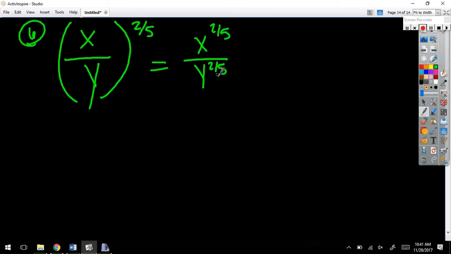All right, let's do some examples using these properties. Hold on, wait a minute. Oh, that's a 5. Let me make a note too.